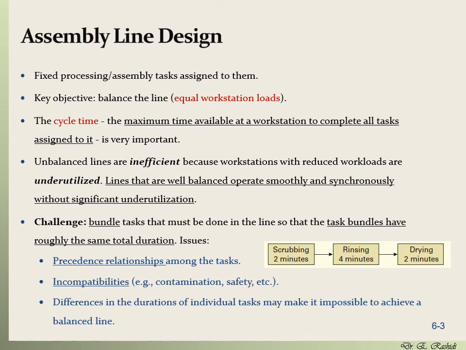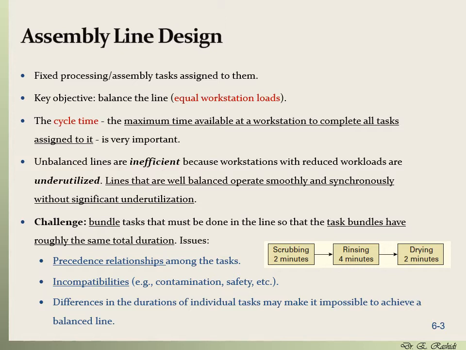Designing an assembly line, what does it mean? It means bundling tasks together, grouping tasks such that each workstation, or each group or bundle of tasks, would have equal workstation loads. So what we're looking for is fixed processing or assembly time, with assembly tasks assigned to these workstations or groupings, with the objective of balancing the line, meaning each bundle of work has an equal load of work.